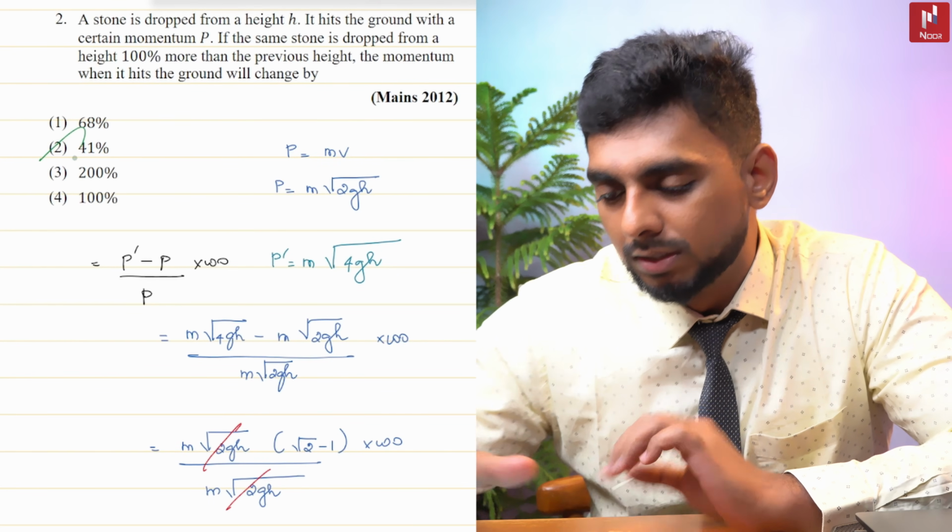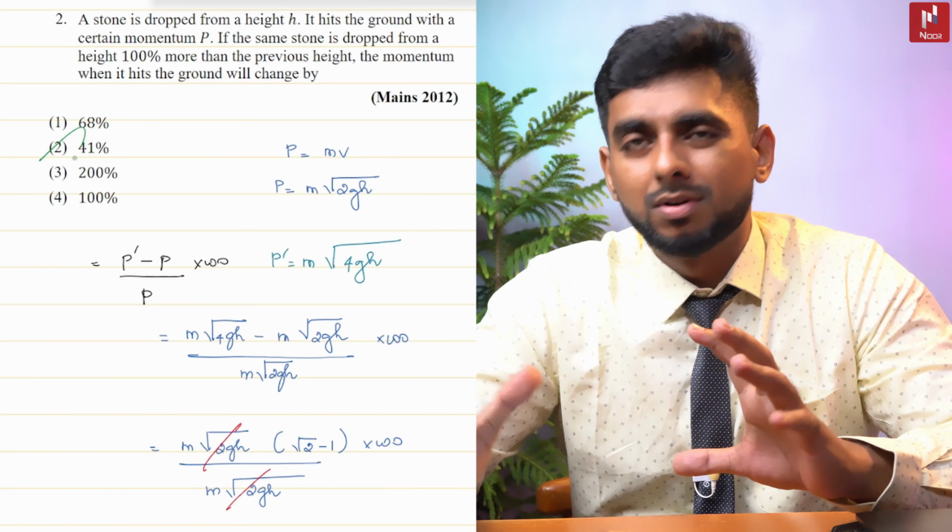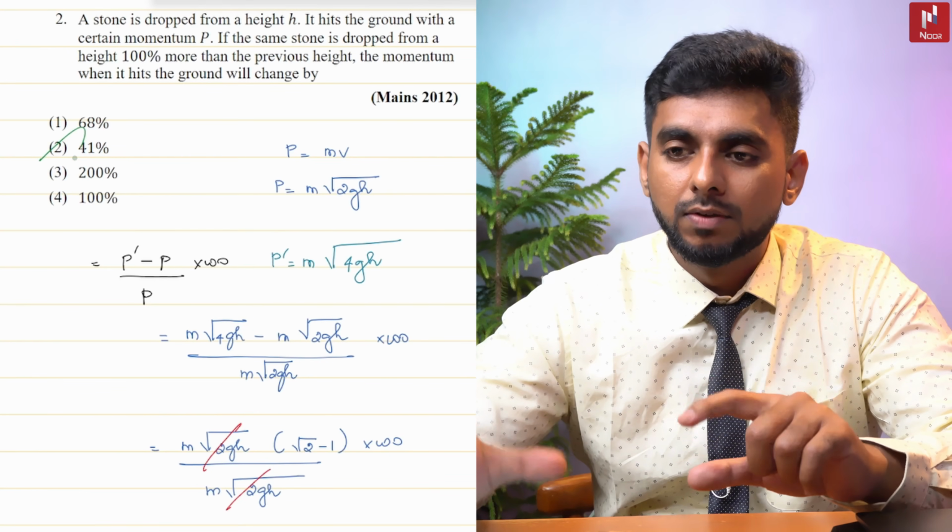So you should be clear with this sum, right? This is more of a statement-based sum. They have given you two different conditions. In the first condition, I dropped it from a certain height. In the second condition, I dropped it from double that height. If I subtract those two things, I'll end up getting the change in momentum compared to the initial situation. If I divide it, I'll get that stuff. If I multiply it by 100, I'll get it in percentage. That's it, right? So you should be clear with this sum.